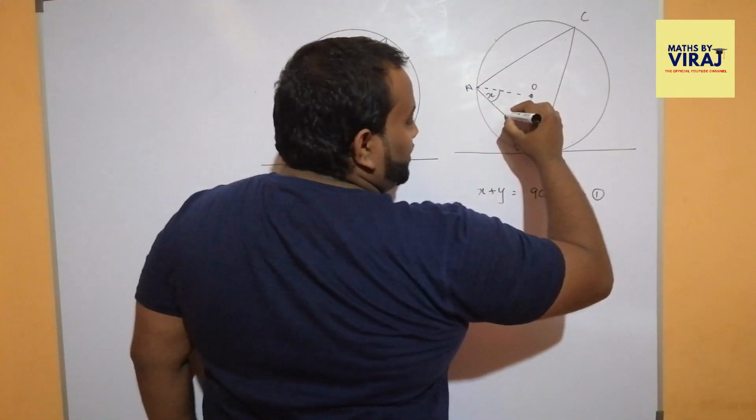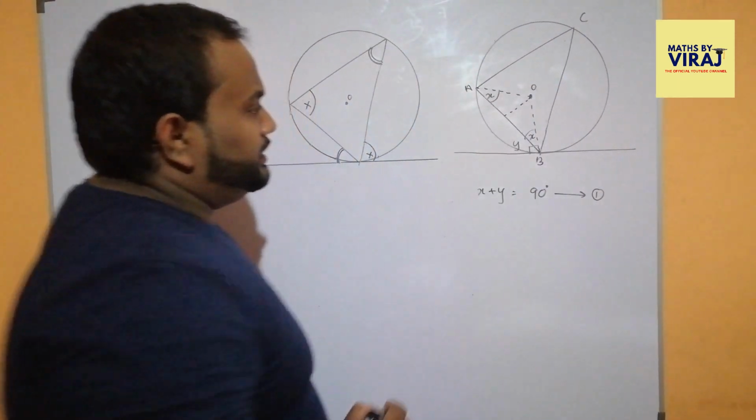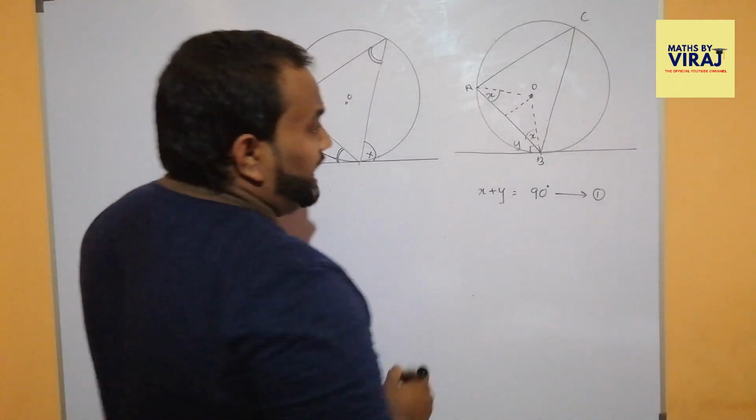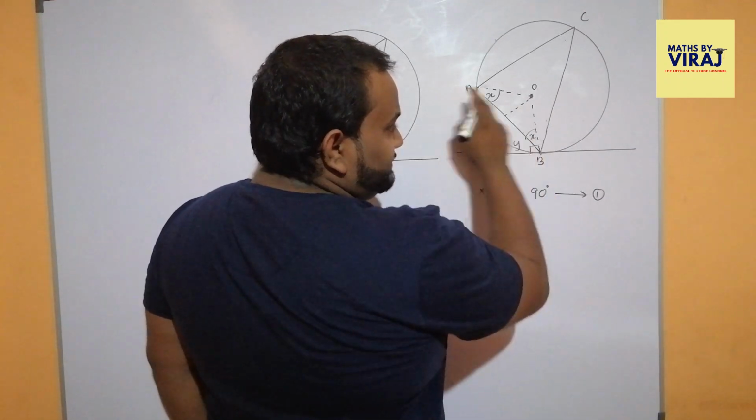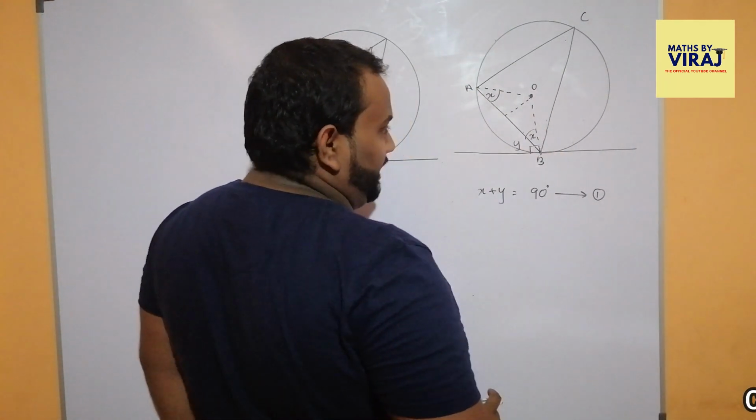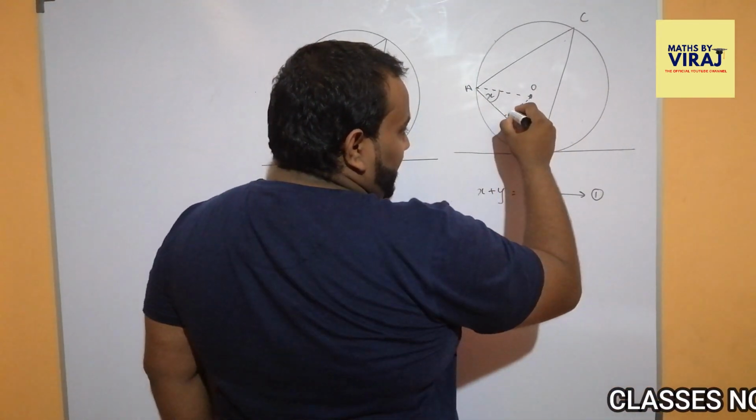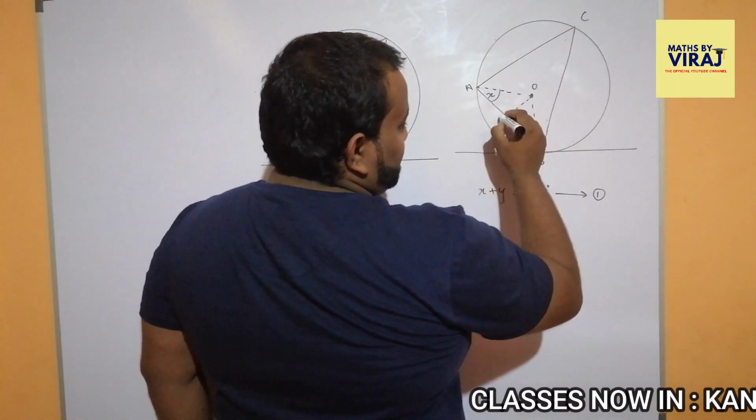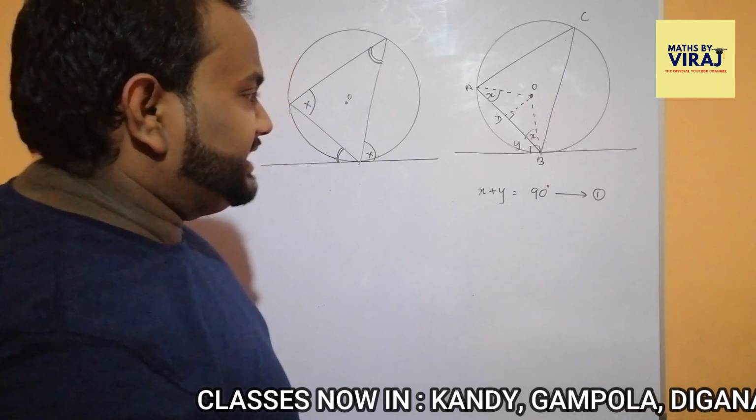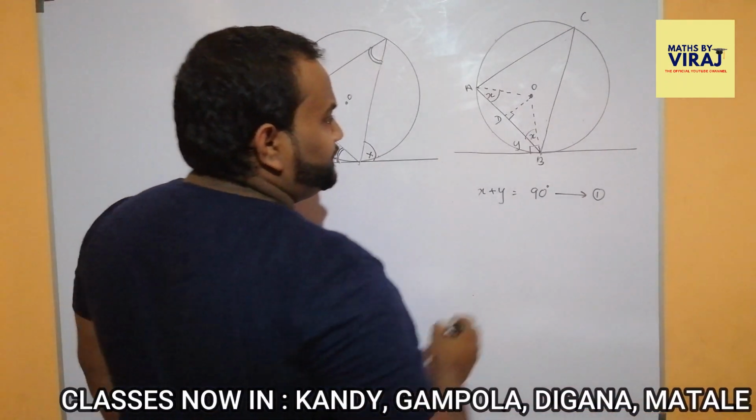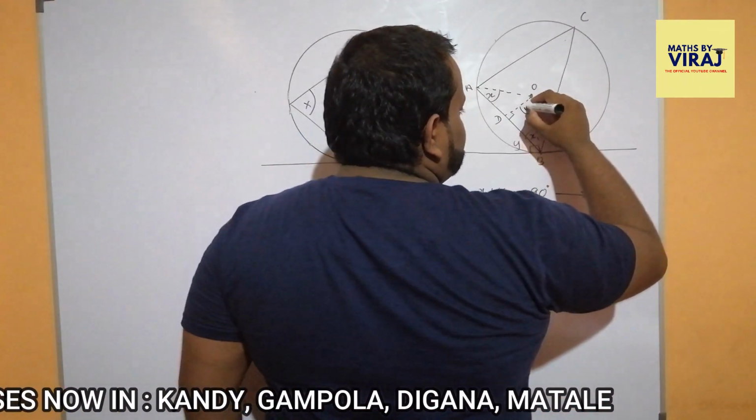Then I am going to redraw another line which bisects the angle AOB, which makes this particular angle, let's mark this as D, which makes this angle 90 degrees. Right. Let's mark this as W.